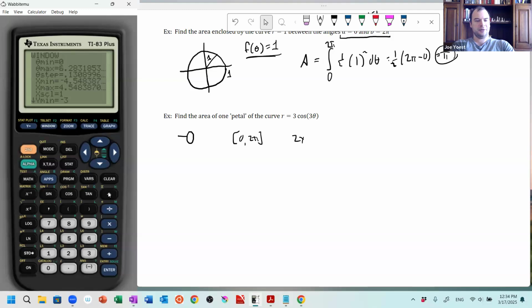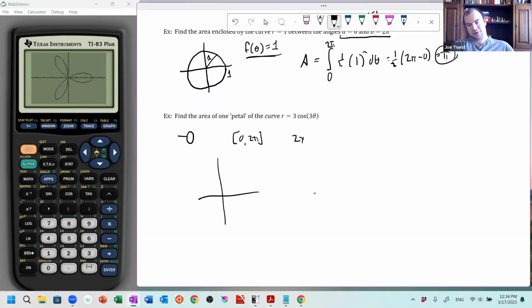Let's try 0 to pi then. So I changed my theta max to just pi. And now let's check. I do see the whole figure traced out, and then my little pencil point kind of stops. So I see that I get something like this. Oh, I really missed on that going through the origin there.